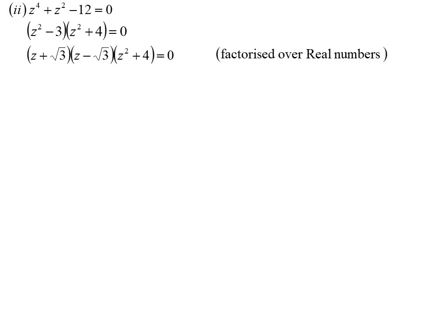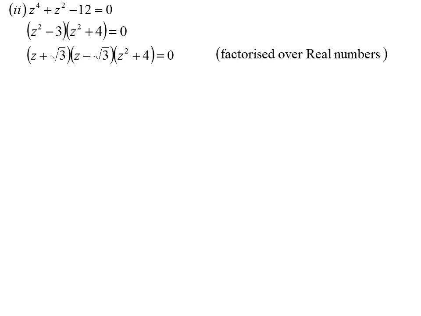Solving this quartic, mind you, it's a quartic that does look like a quadratic. We get (z²−3)(z²+4). Now, I don't really need to further factorise this one because it's an equation. I could just go solve this, but I'm going to do it anyway just to illustrate the difference between factorising over the real field and factorising over the complex field. You see, over the real field, the z²−3 can factorise to be (z+√3)(z−√3). The z²+4 we can't do.